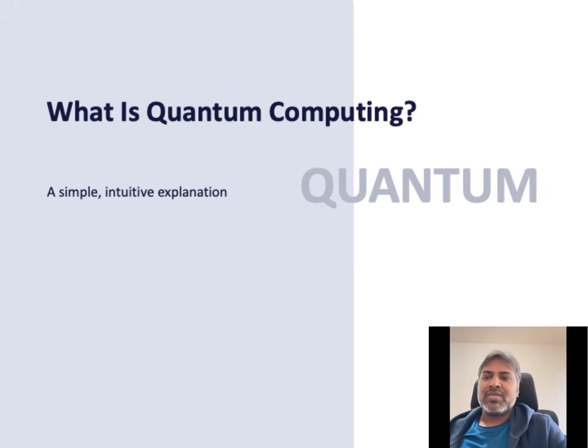Today I will explain what quantum computing is, how it works, and why it is so powerful. So let's start. So what is quantum computing? Quantum computing is a new way of processing information using the principles of quantum physics. Unlike classical computers, which process information step by step, quantum computers can evaluate many possibilities at the same time, allowing them to solve certain problems more efficiently.